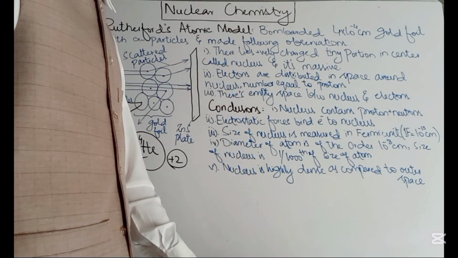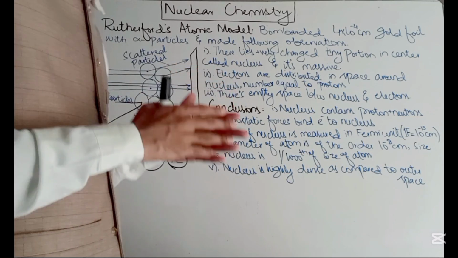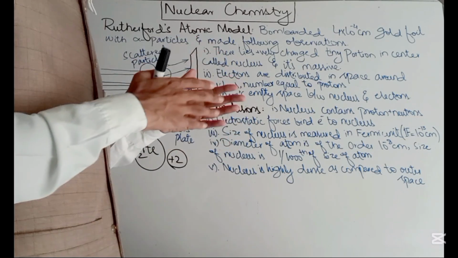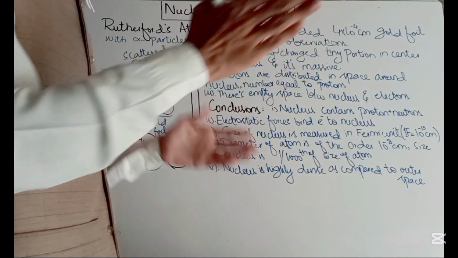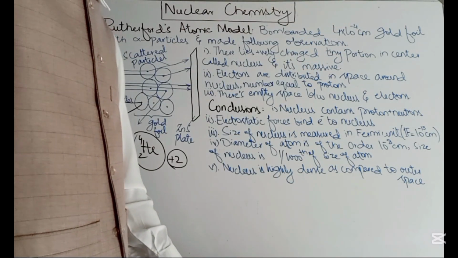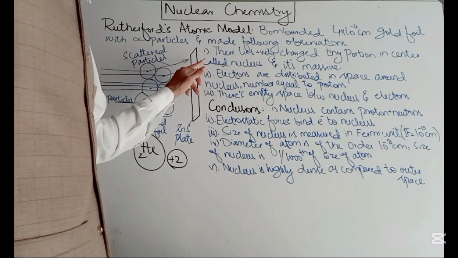The deflection of the alpha particles at certain angles shows that the nucleus is massive. It is having some mass, and whenever another particle having mass strikes the nucleus, it is deflected from its path. And he said that the nucleus is a positively charged massive portion.